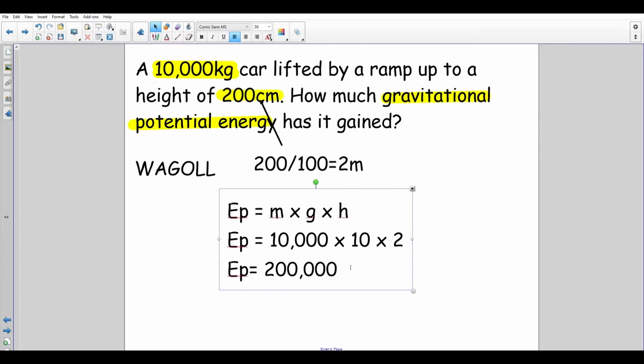And we're missing one thing off the end now. We need to buy units, which are joules. So yours should look exactly like this. Okay, so pause it now if you need to have some bit of time to write that down.